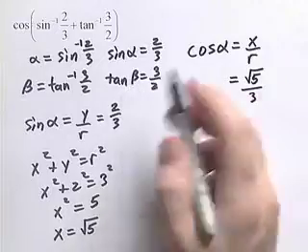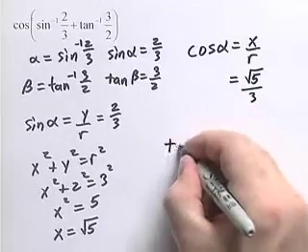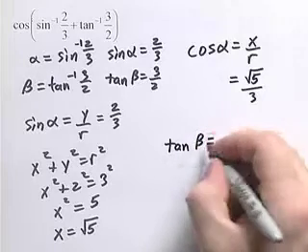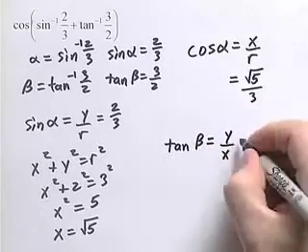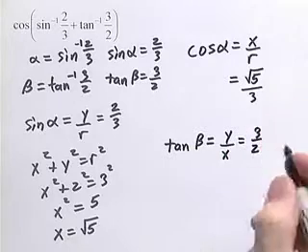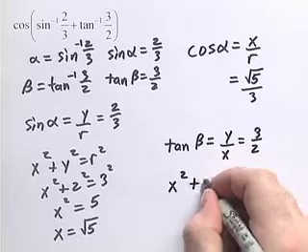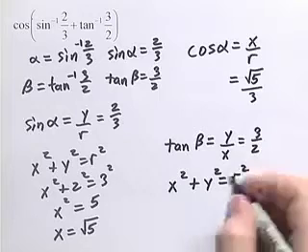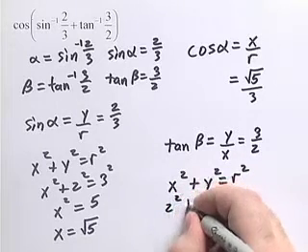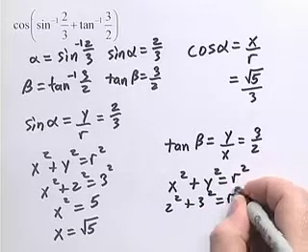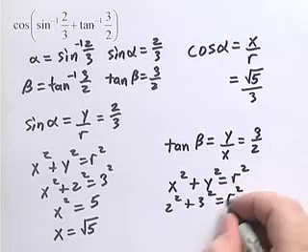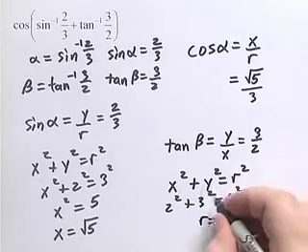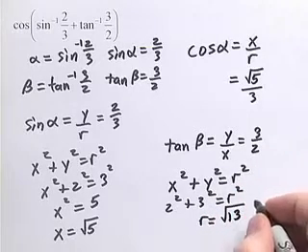We're going to work on this beta now. We know that the tangent of beta, tangent is equal to y over x. In this case, we have 3/2. Again, consider a circle of the form x squared plus y squared equals r squared. In this particular case, we know y is 3 and x is 2. So we'll have 2 squared plus 3 squared equals r squared. So we'll solve this for r and get that r is equal to the square root of 13. Now that we've found the tangent of beta, we also need to find the sine of beta and the cosine of beta so that we can finish our problem.